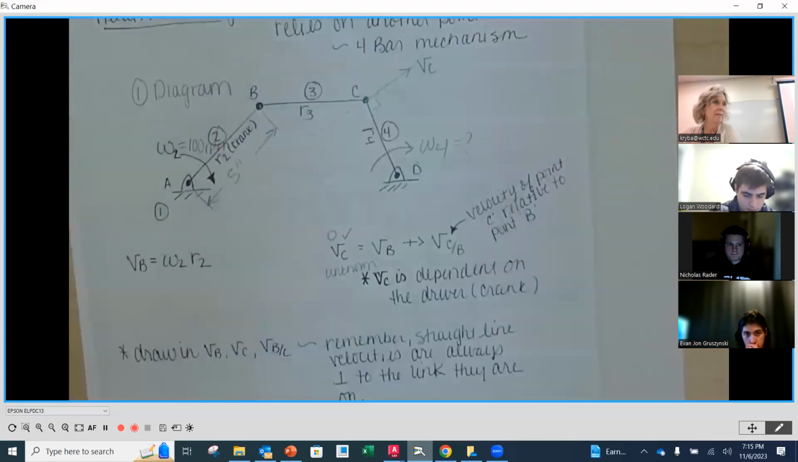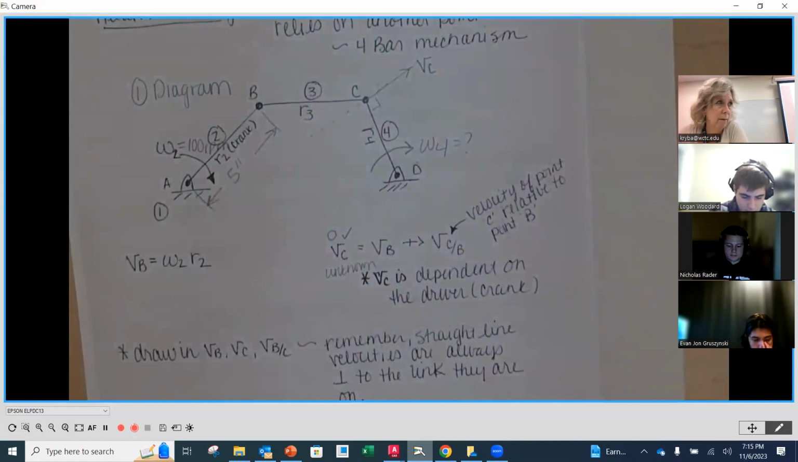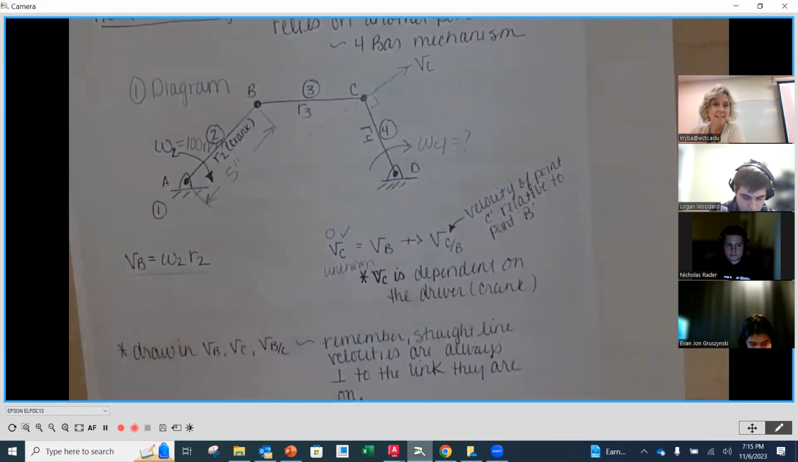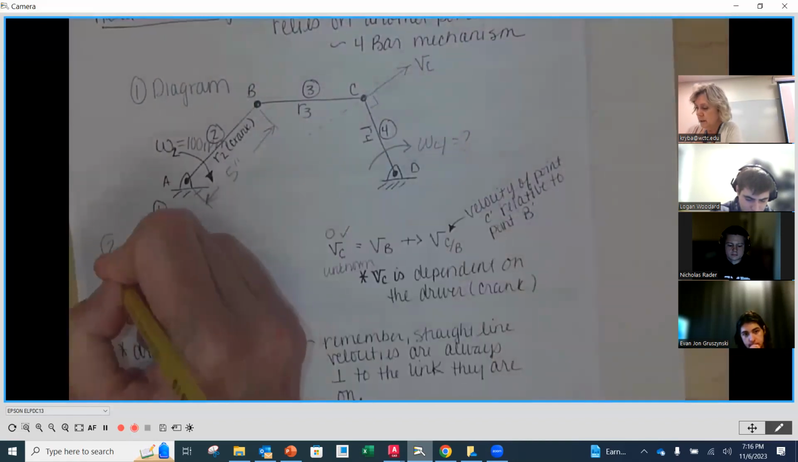5 inches. Okay. So we know how long that link is. We know the direction it's rotating in, and we know how fast it's rotating, W, right? So even though we don't know the number yet, we can calculate the velocity of B right here, knowing the angular velocity of the link that it's on and how far away from its center of rotation it is, okay? So this is going to be step number 2.